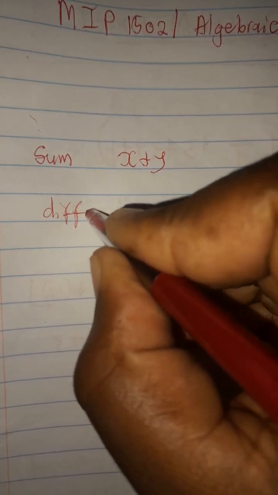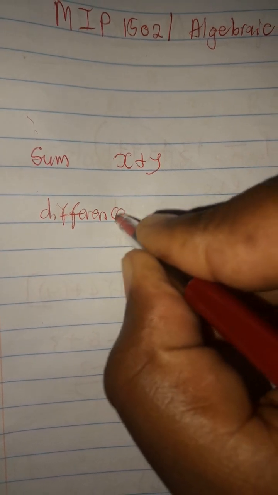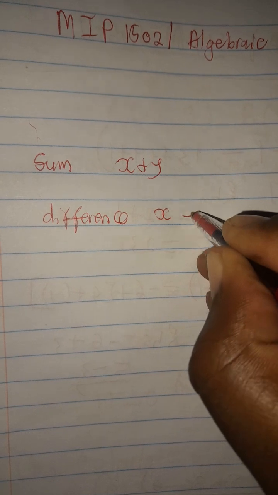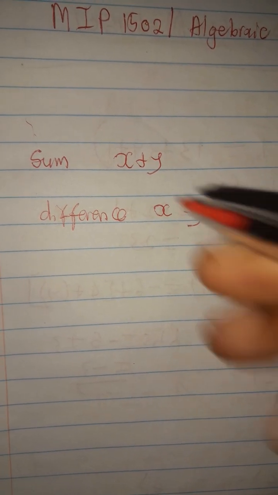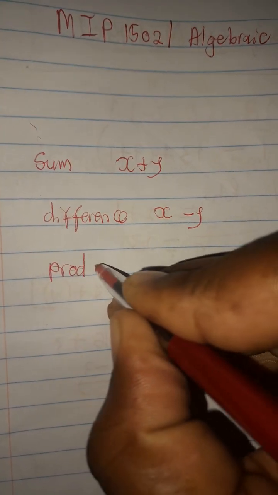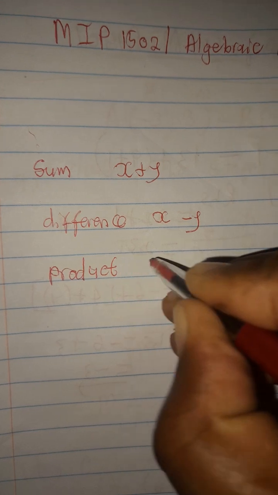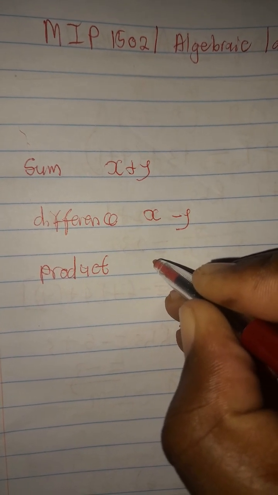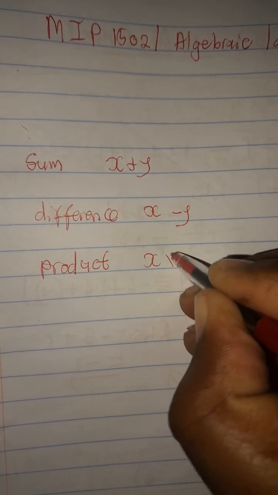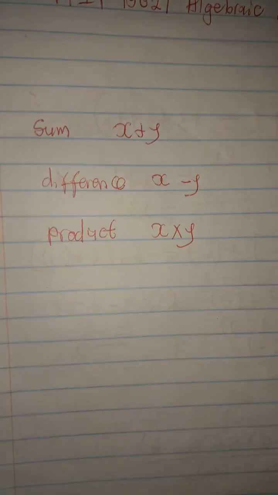Hope you are noting. Then there's the word difference. Difference means that we subtract. When you're given this, the answer you get when you subtract numbers is what you call a difference. Then we have what you call product. Product, guys, the answer when you multiply numbers is called the product. Let's say x multiplied by y, algebraically.